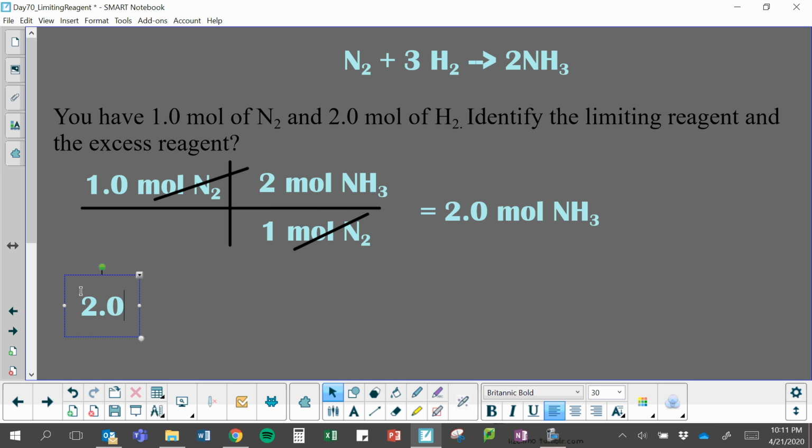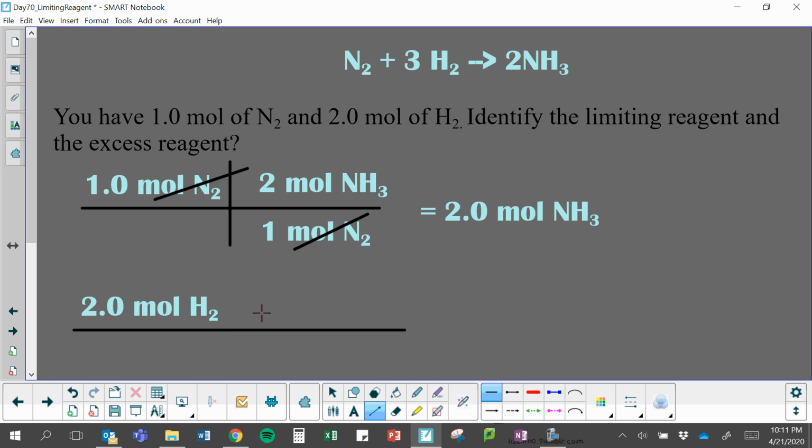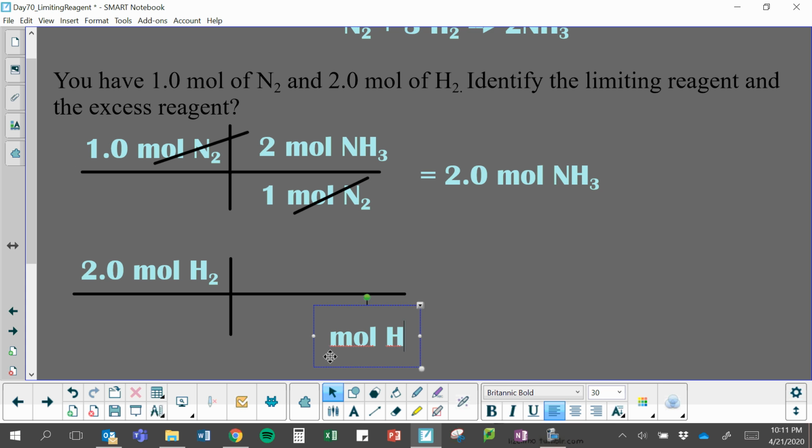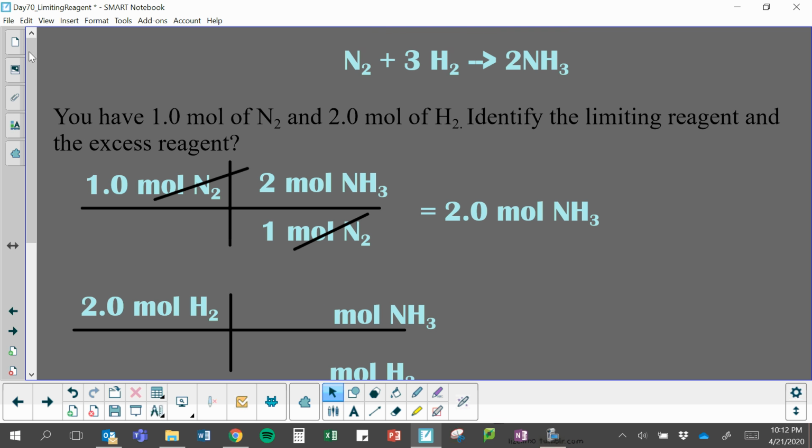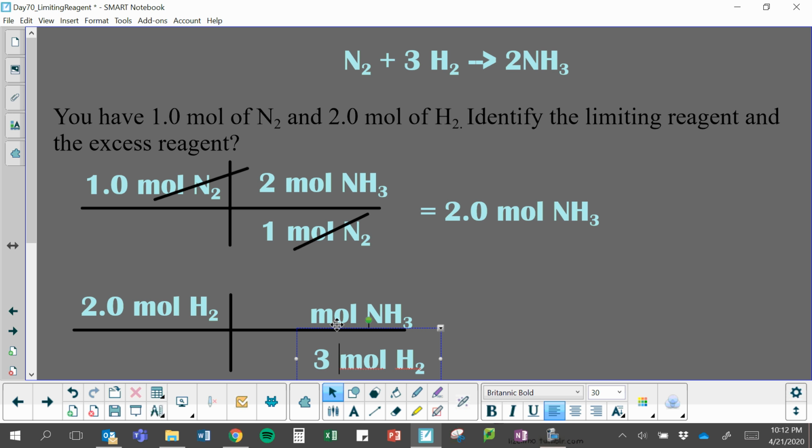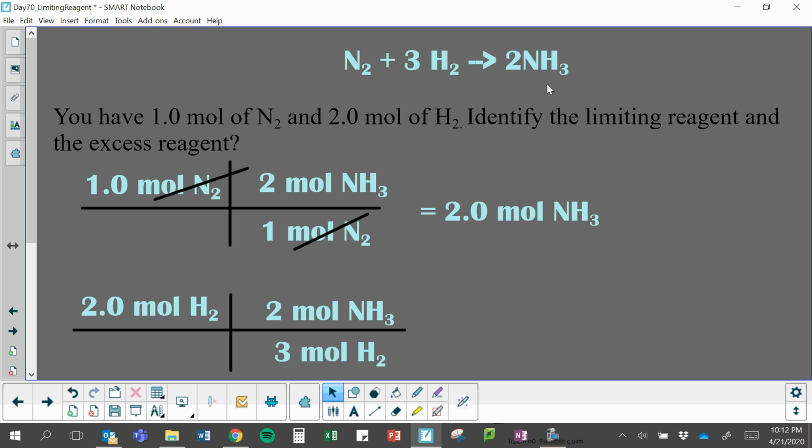So now we're going to do another calculation. I'm going to just do it beneath it. So 2.0 moles of H2. And then we draw our chart. And then again, we're going to convert moles of H2 and we're going to go to moles of NH3. We look up at our equation because we have moles over moles. We're going to use our coefficients. And we see that there is a 3 in front of our H2, and there is a 2 in front of our NH3.